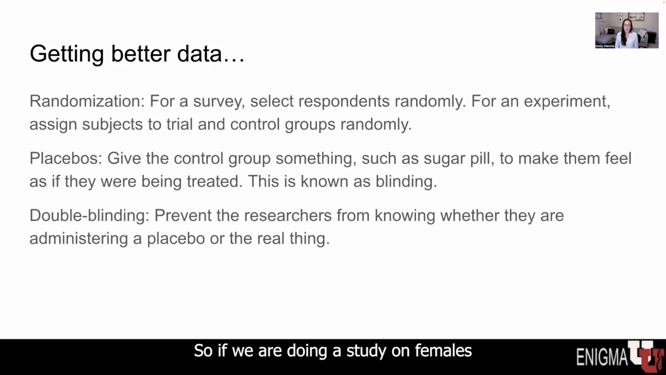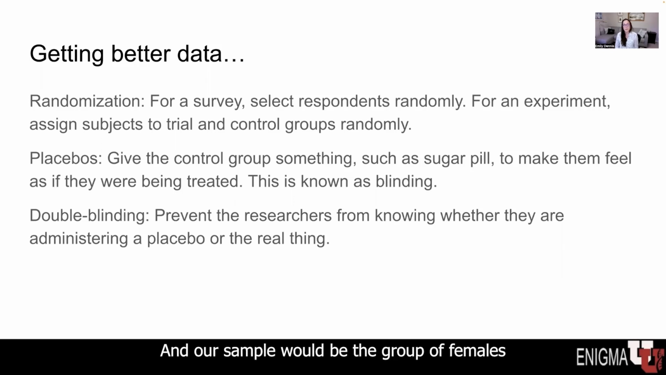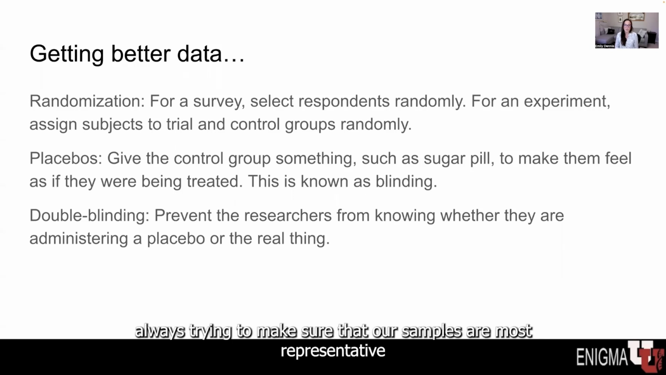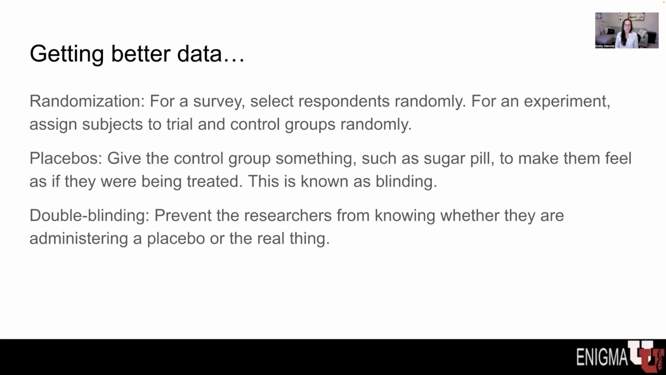So if we are doing a study on females between the age of 10 and 18, the population would be every female in the world between the age of 10 and 18. And our sample would be the group of females that we are studying between the ages of 10 and 18. So we're always trying to make sure that our samples are most representative of the population at large and that they are not biased, that there's not something that's different about our sample that could impact how we interpret our results. And there's a few ways that we can do this.